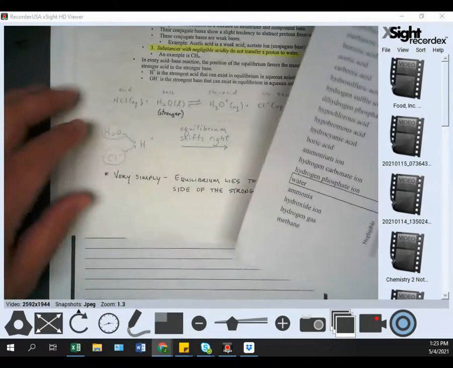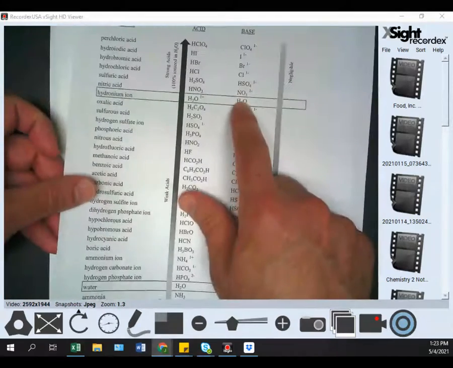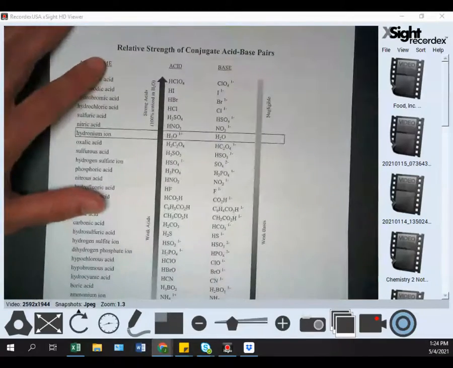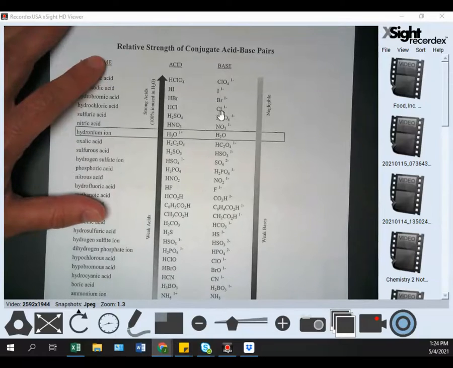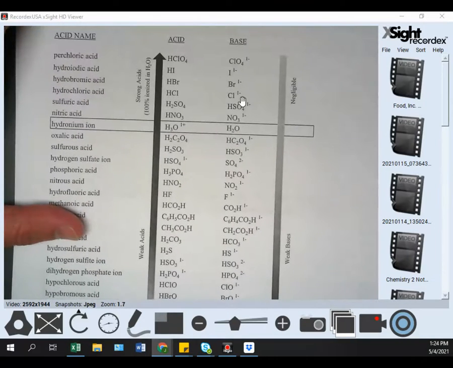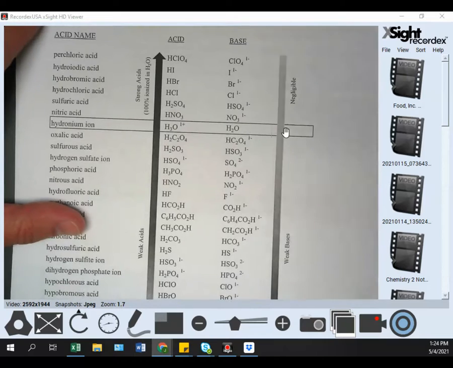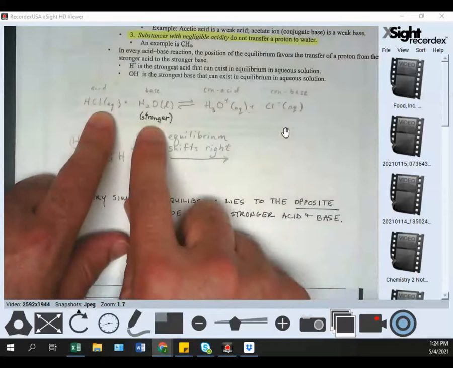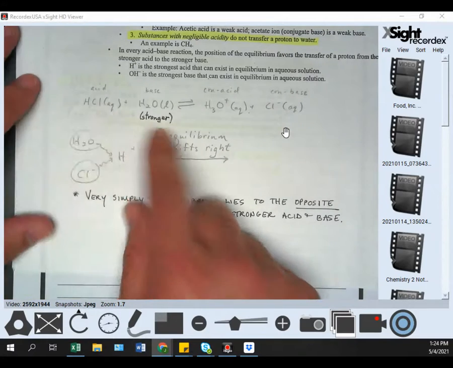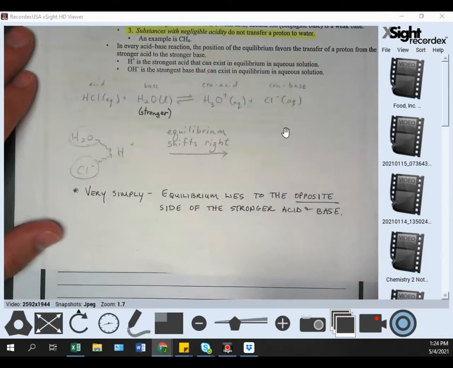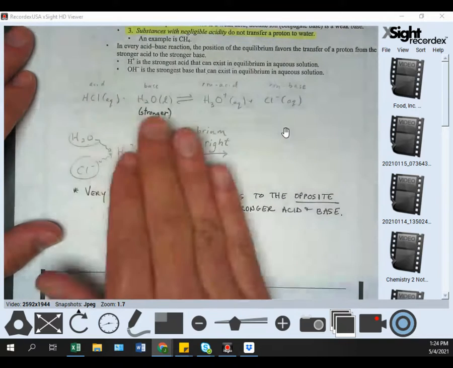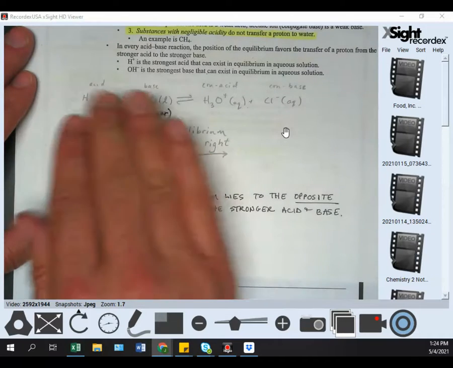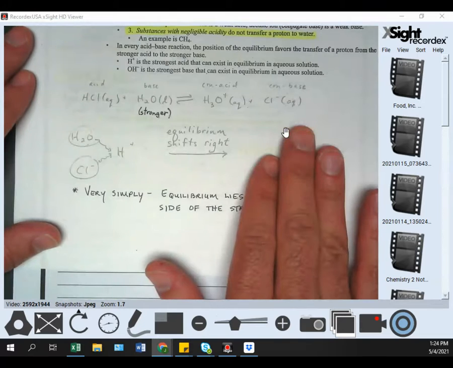Okay, so yes, we are looking at the water, but we're looking at Cl minus as the conjugate base. I was looking at the right. So the water is a stronger base than the Cl minus. Good. Makes sense? So this is the stronger acid and this is the stronger base. When you're determining which way the equilibrium shifts, it shifts opposite of the stronger. So in this case, the equilibrium is going to shift to the right, away from the strong, towards the weak.